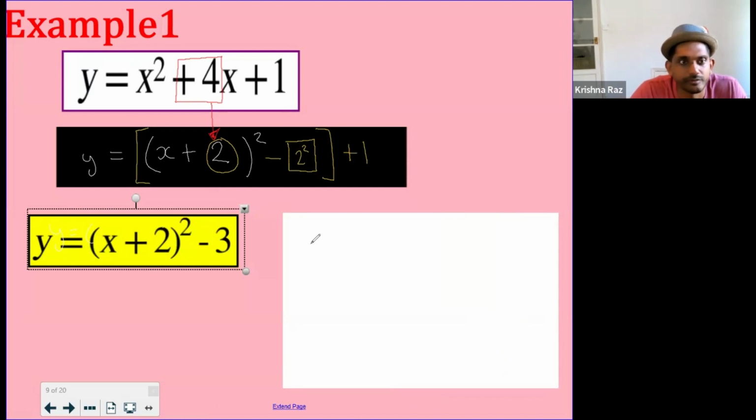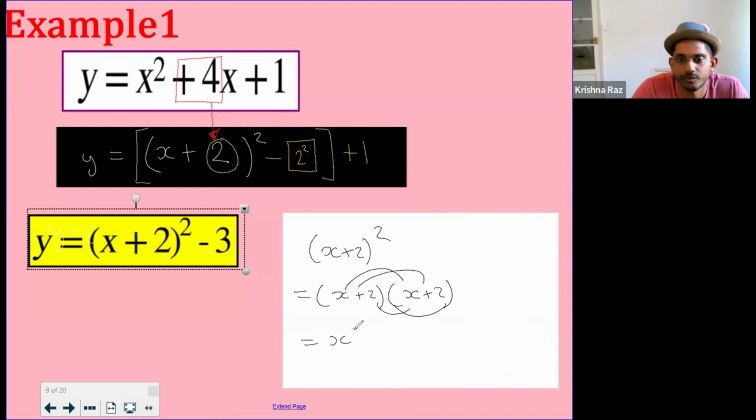If we look at x plus 2 squared and we expand it, what do we get? Yep, you got it. We get x squared plus 4x plus 4. So this replaces this here.